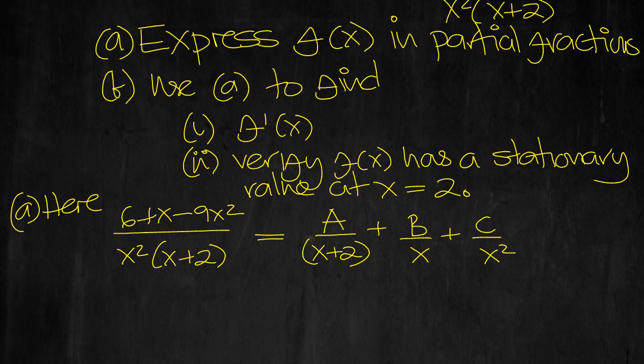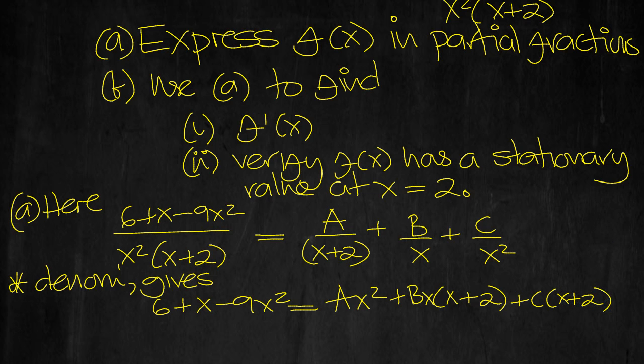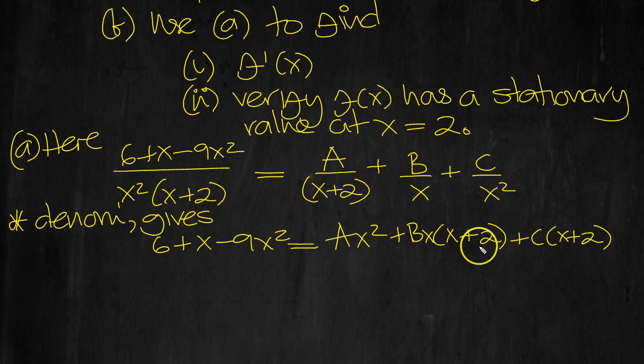Okay, multiplied by the denominator then. Gives, so we get this here then, don't we? 6 + x - 9x² on the left. Multiplied by this here, and the x + 2 cancels. We get Ax². Multiply here, and one of the x's cancel. And then the C, when we multiply by this, the x squareds cancel to leave C times (x + 2). Okay, so that's what we've got then.